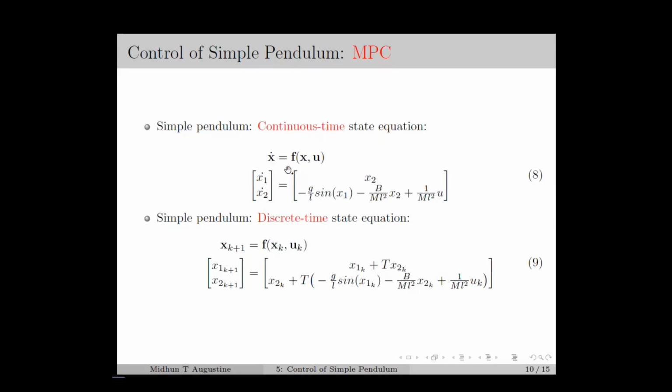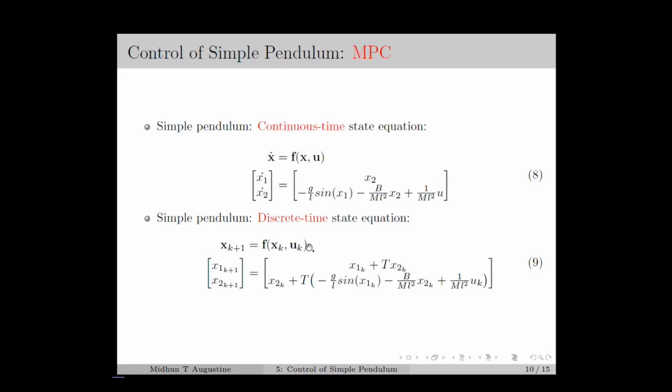Note that here this f and this f are two different functions. So we should represent this by some fc and this by some fd. And we have fd in the form of xk plus T into fc of xk comma uk.